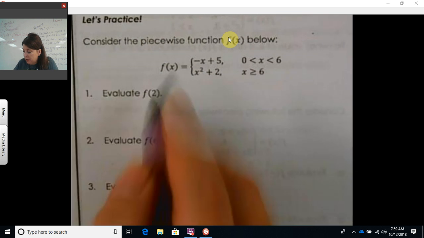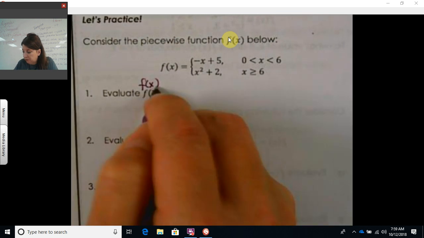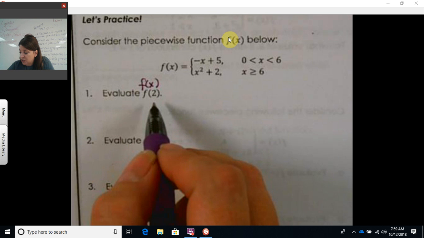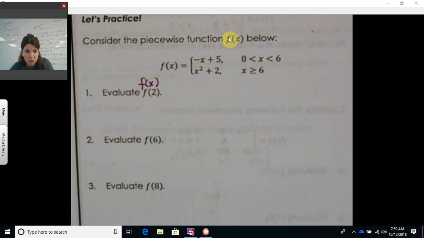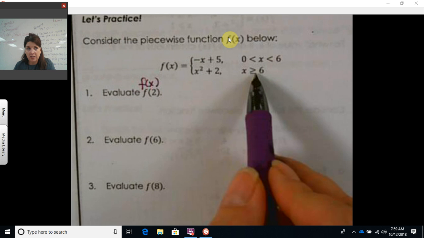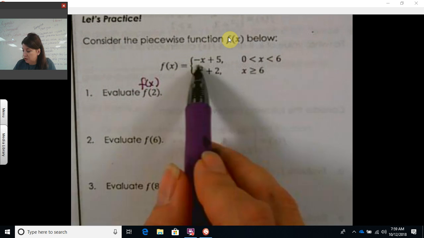Remember, when you have f of x, whatever that number in your parentheses is your input or your x value or your domain. So if my domain is 2, which one of those functions am I going to use to evaluate it? If x is 2, which one of those would it be? The first one, because 2 is between 0 and 6. Yeah. 2 is not greater than or equal to 6, so I can't use the bottom one. So I would use the top one.